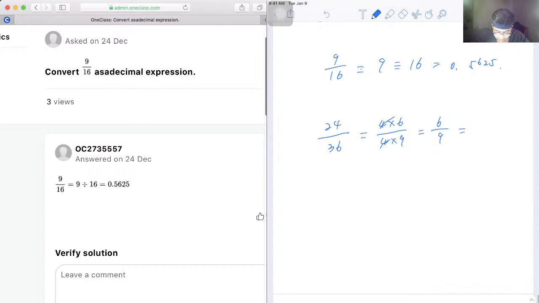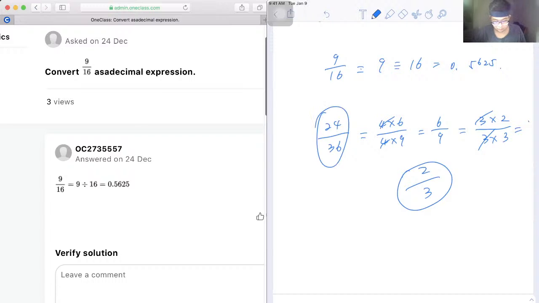And we realize that there's also another factor, which is 3. So 3 times 2 will be equal to 6, and 3 times 3 will be equal to 9. So we can cancel out the 3. And now we're only left with 2/3. And we just need to do the division for this instead of the 24 divided by 36. Okay, let's leave a comment. Solution is correct. Well done.